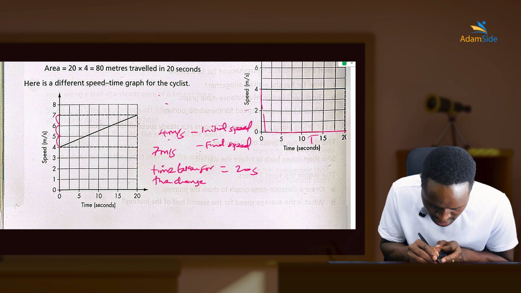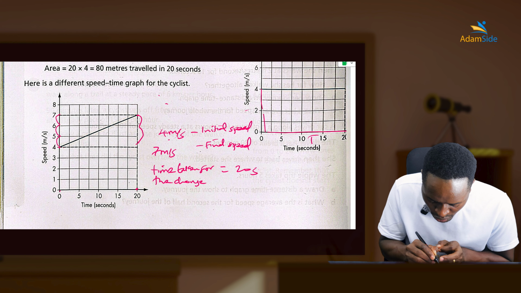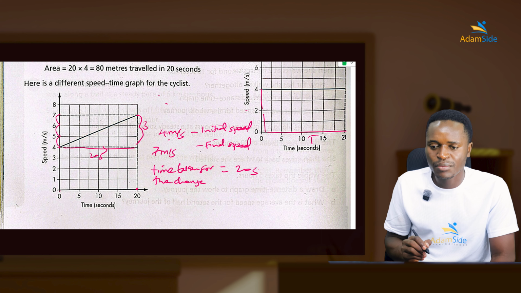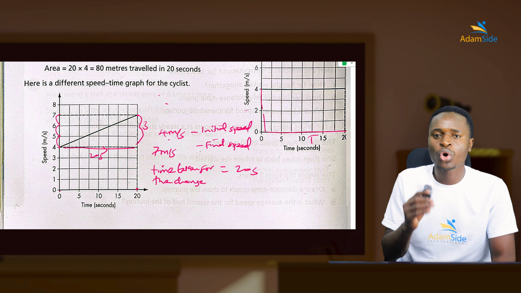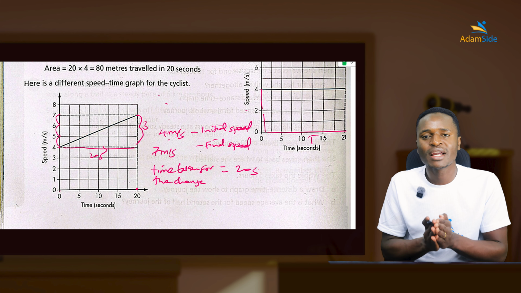At 0, the speed was 4 meters per second. At 20 seconds, the speed is, there's a shift there, and there is movement here. So at 20 seconds, there is a shift of 7 minus 4, which is 3. So there is change in speed in a given time. What's change in speed in a given time called in mathematics? That is also very important in your IGCSE final exam.